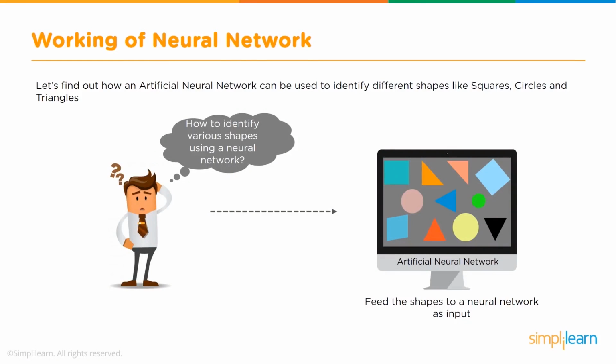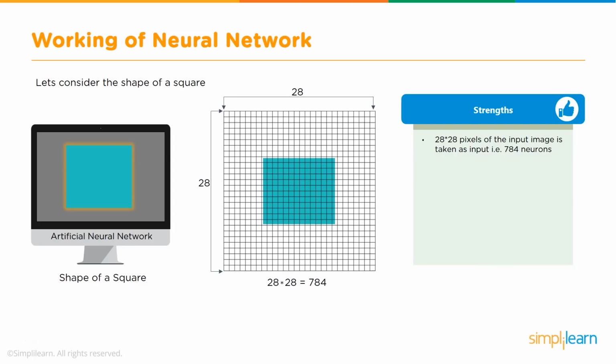Let's take a look at the inner working of a neural network. So how does an artificial neural network work? Can we train a neural network to identify shapes like squares and circles and triangles when these images are fed? This is how it works.